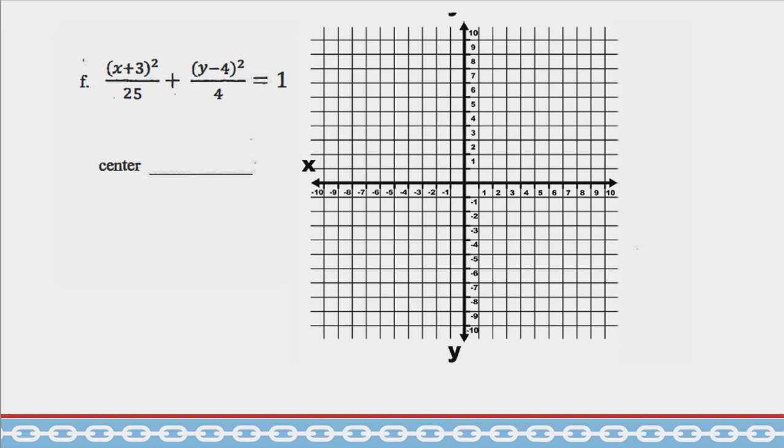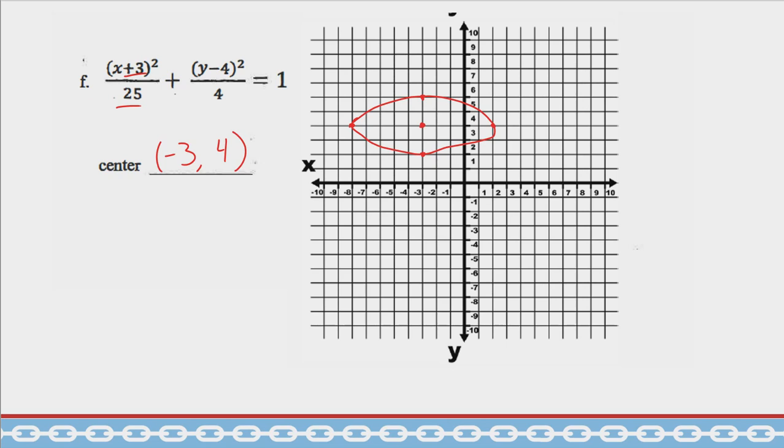I'm going to pop down to example F to leave some for you to do on your own. My center point is going to come from right here, right? The opposite of 3 and the opposite of -4. So -3, 4 is my center point. And then I'm going to have an x radius of 5 and a y radius of 2. Square root of 4 is 2. So again, I'm going to do my best. Again, not perfect, but you get the idea.